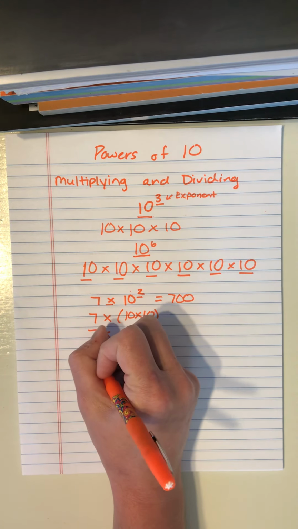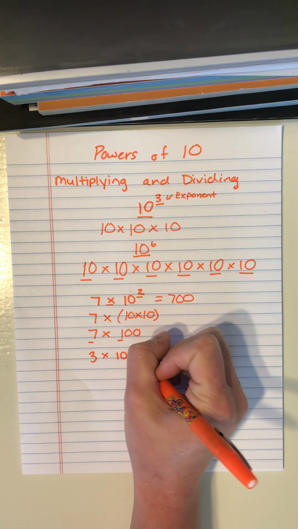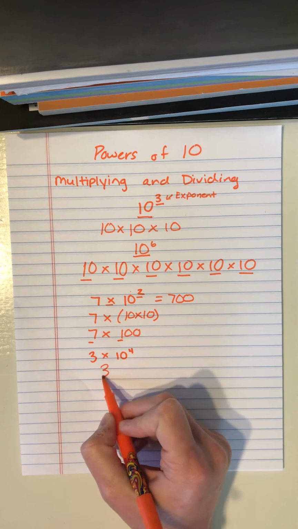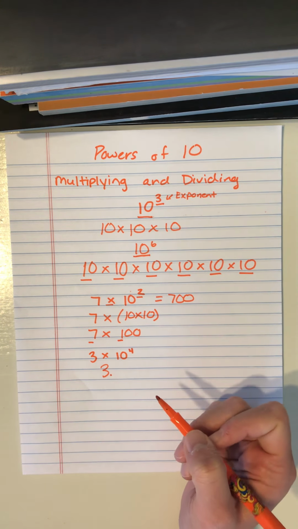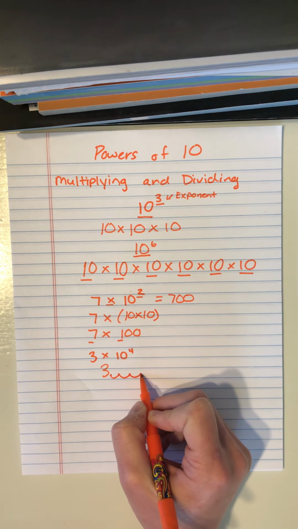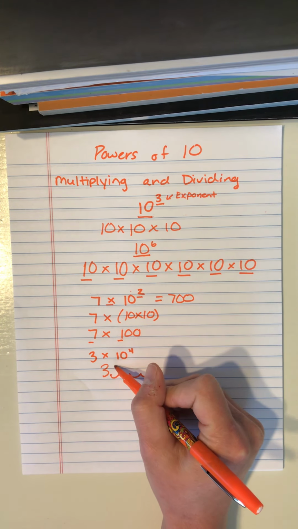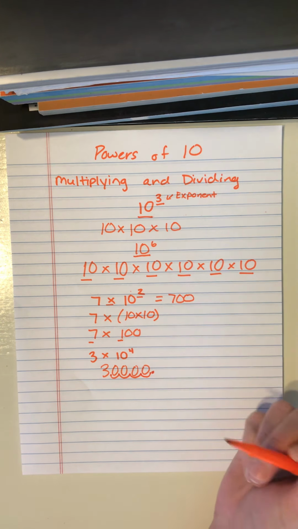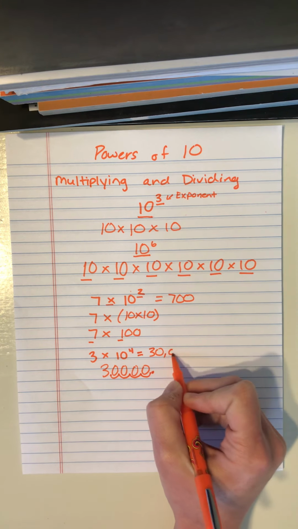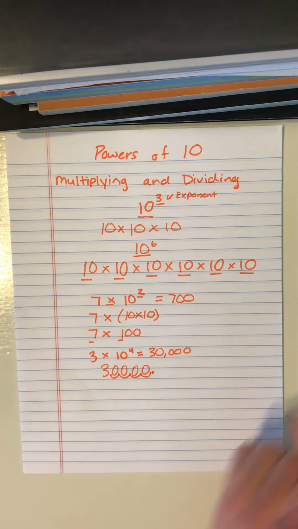So if I have 3 times 10 to the fourth power, I know my decimal point in a whole number is at the end. The 4 tells me I'm going to increase my place value 4 times. Okay, so I'm going to move it 1, 2, 3, 4. And I'm going to put my decimal at the end and fill in the empty spots with my zeros. So 3 times 10 to the fourth power is 30,000.